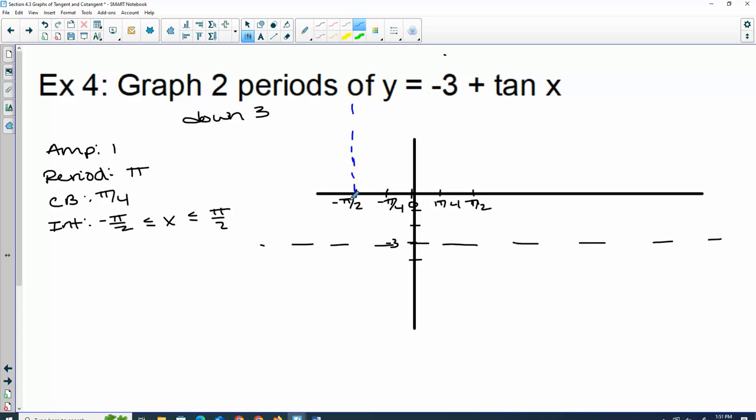Tangent has asymptotes at both ends for the starting and stopping point. And in the middle it's at 0, which in this case is going to be on this -3 line. And then does tangent increase or decrease? So my amplitude was 1, so here I'll be 1 below this line, and at pi over 4 I'll be 1 above. So that's my first period.